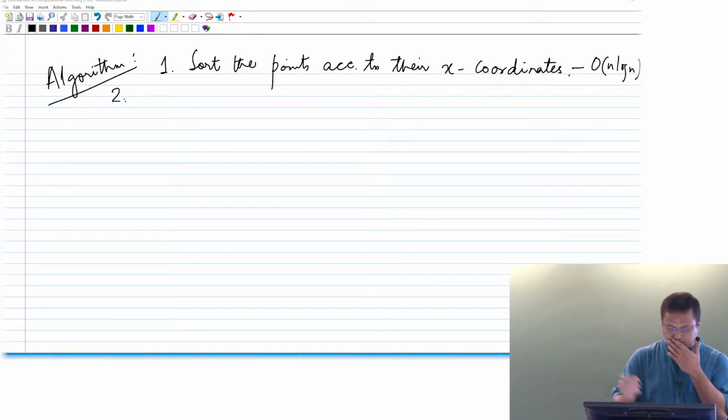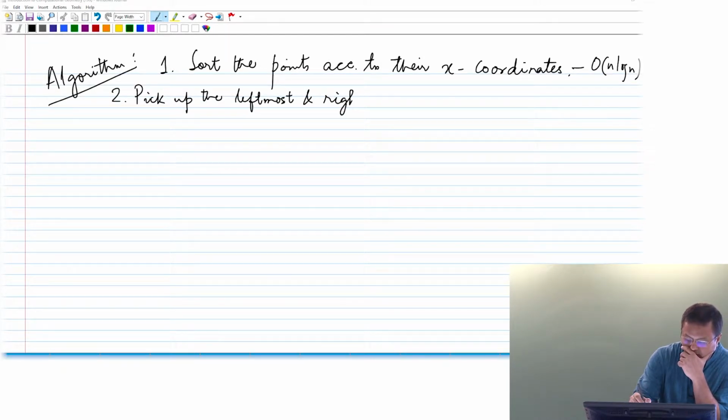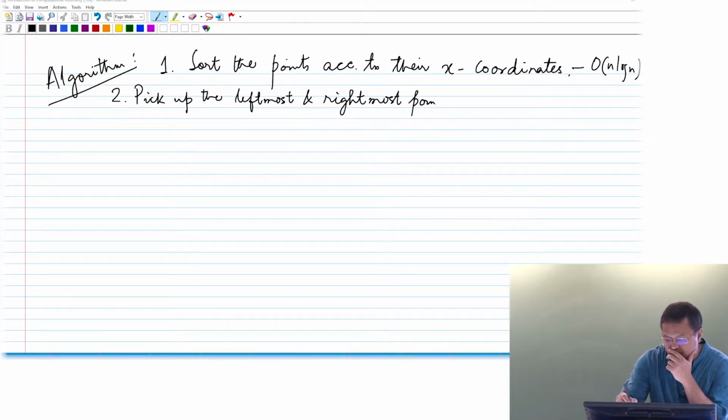Second is, pick up the leftmost and rightmost points.